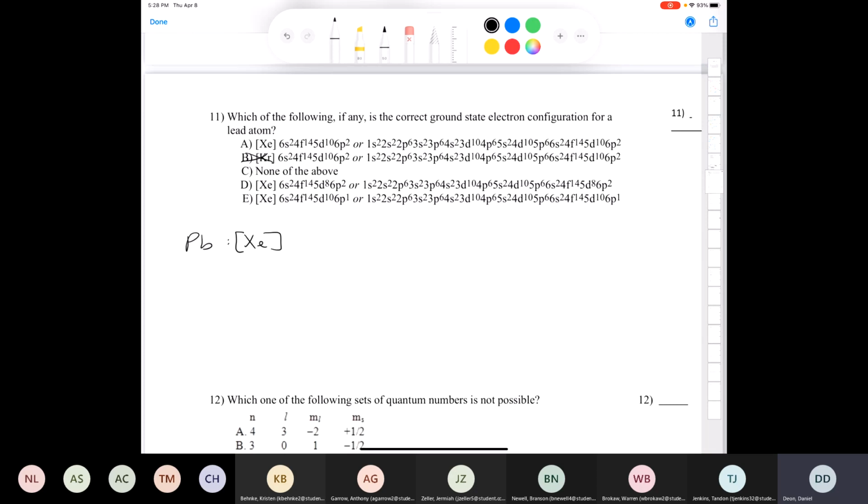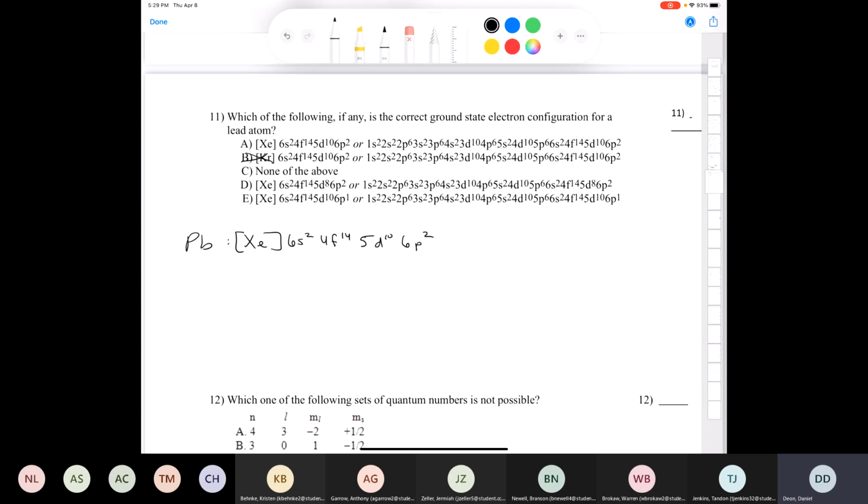So what comes after xenon? We have 1, 2, 3, 4, 5, 6. So we have 6s2. Now remember that after a 6s, after barium, we go down to the lanthanides. So we go from 6s down to 4f. How many possible f electrons can we have? We can have 14. Then we come back up to the transition metals, back up to 5. We have 5d10, and then we get back into the p block where we have 6p, and then we have 2 electrons in there. So this should be the electron configuration. No, I didn't do this one ahead of time. Which one is it?